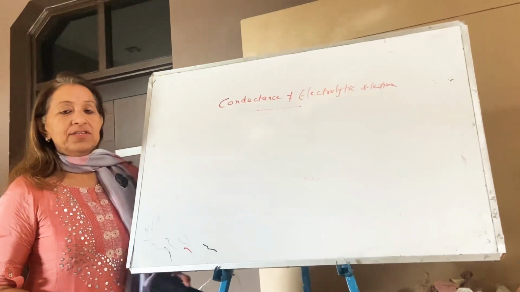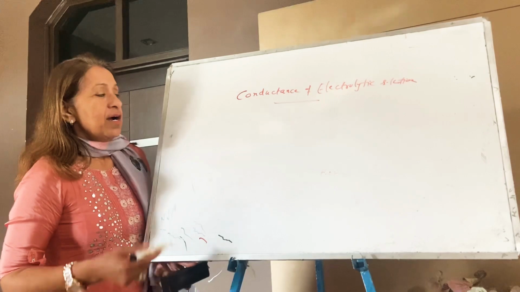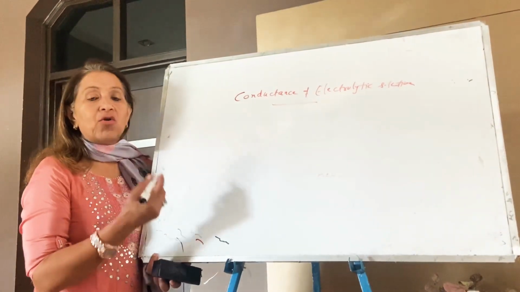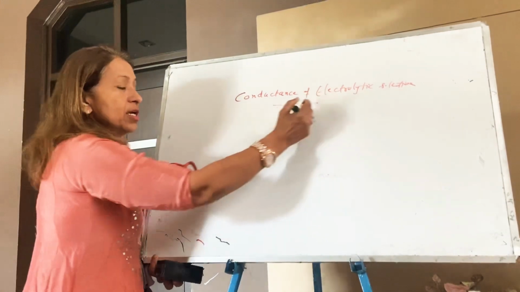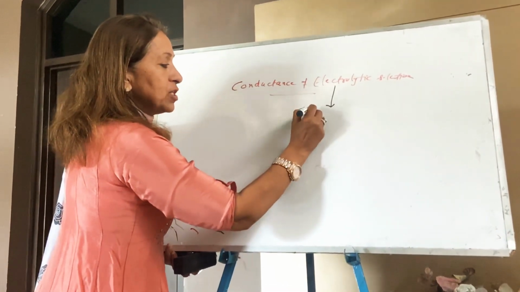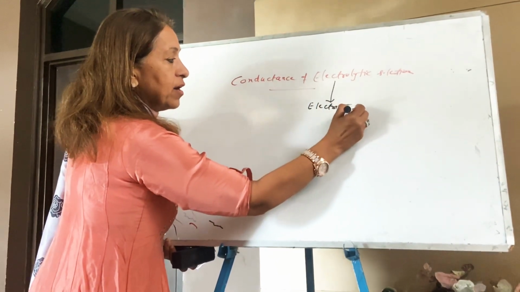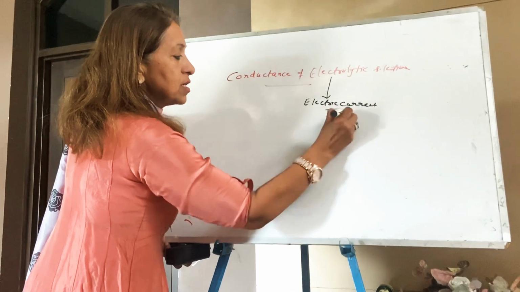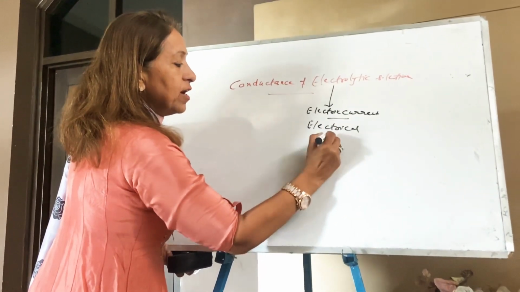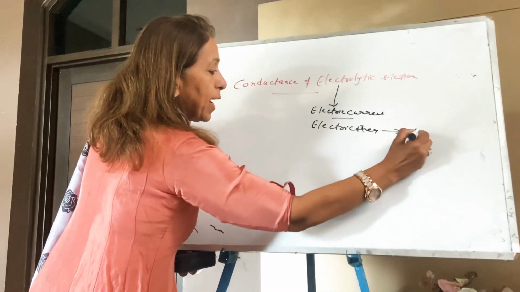Hello my dear children, this is class 12, and the chapter going on is electrochemistry. After Nernst equation, the next topic is conductance of electrolytic solution, right? Now, an electrolytic solution is one in which electric current is passed, and electrical energy will convert into chemical energy.